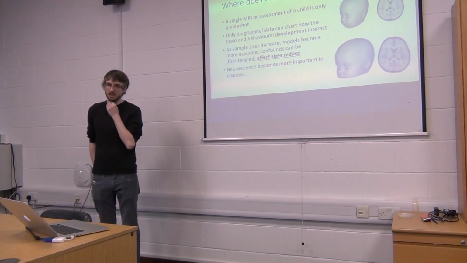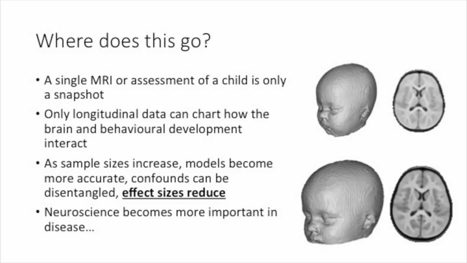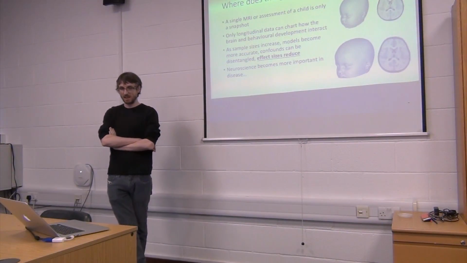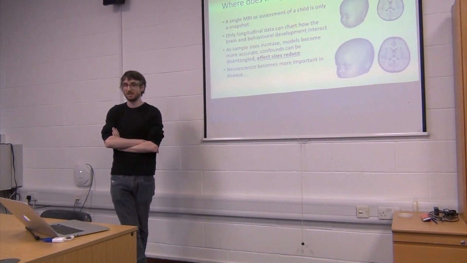A single MRI is only a snapshot, so when you scan and look at a child, the timing completely overwhelms what you're going to see, so that it's almost definitive. So longitudinal data is probably the way of doing it. It's very difficult to do longitudinal data.